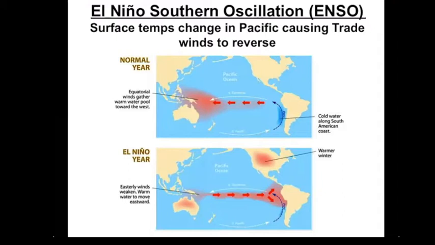Well, it turns out that the top layers of the Pacific Ocean heat up on the eastern side, when normally, due to the thermohaline conveyor belt, that side is cold. And that heating temperature can completely reverse the trade winds. And that's a huge deal.